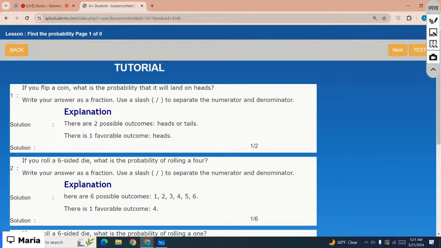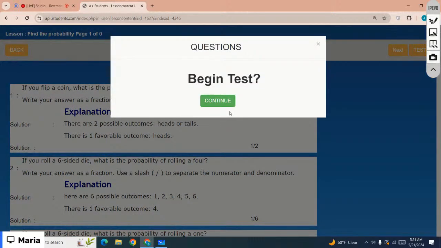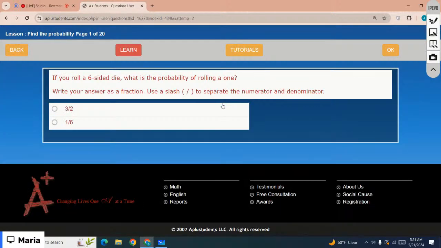Got it? 1 out of 6. No, not 4 out of 6. You have only one outcome, that is 4. So the probability of 4 is 1 out of 6, not 4 out of 6. 4 is the outcome and the probability is 1 out of 6.